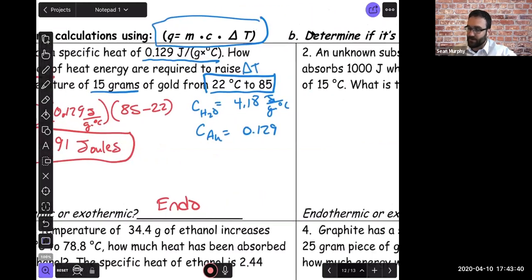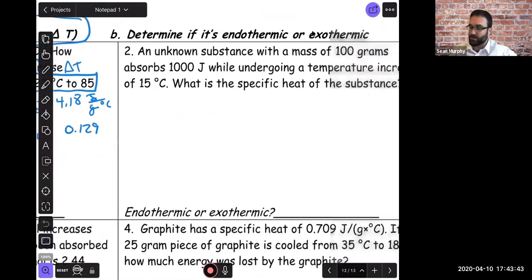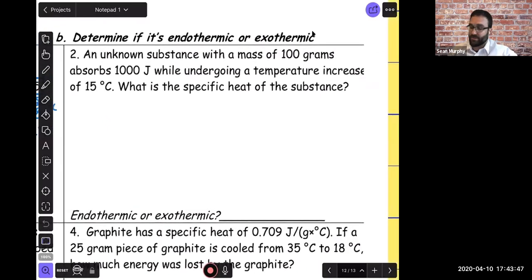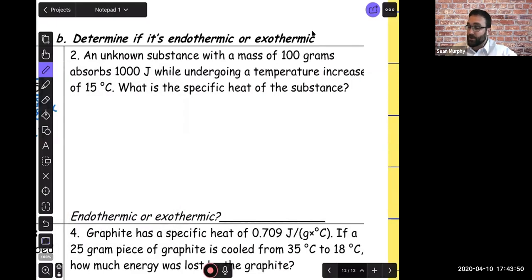Let's see if we can find a different one. What is the specific heat? Beautiful. So number 2. We're actually going to find the specific heat capacity. An unknown substance, we don't know what it is, has a mass of 100 grams. Beautiful, it's in grams. Beautiful, it's absorbing. It's very important that you understand the word absorbing because we need to know if it's going to be positive or negative. While undergoing a temperature increase, that means it went up, positive. What is the specific heat capacity of the substance?